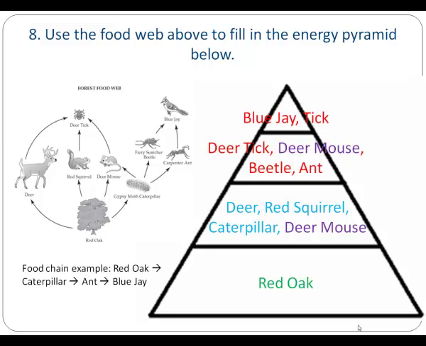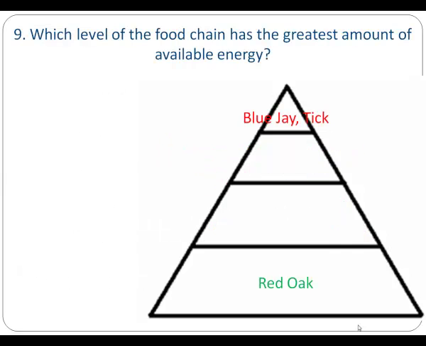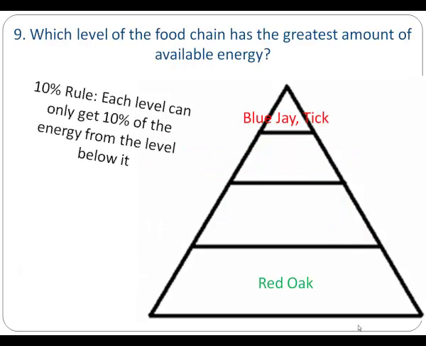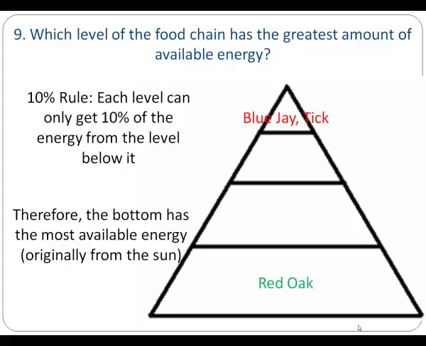So an example of a food chain here is just something that connects one organism from each level. Would be red oak to the caterpillar and the ant and the blue jay. Which level contains the greatest amount of energy? So according to the 10% rule, each level can only get 10% of the energy from the level below it. Therefore, the bottom has the most energy, which comes from the sun.